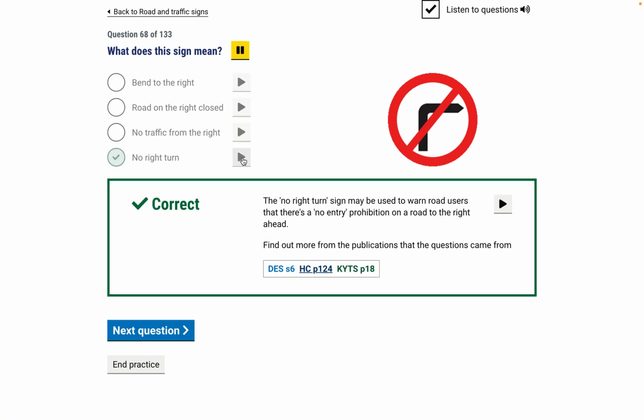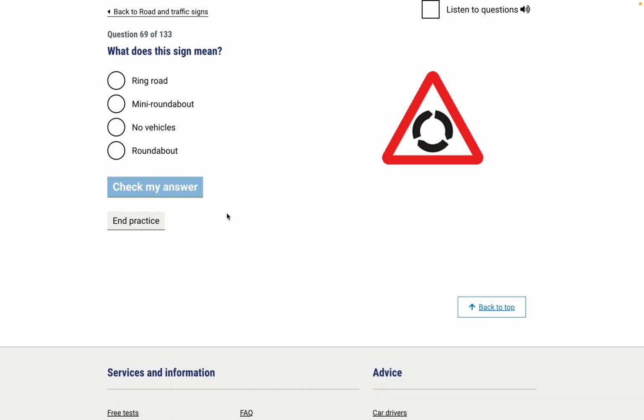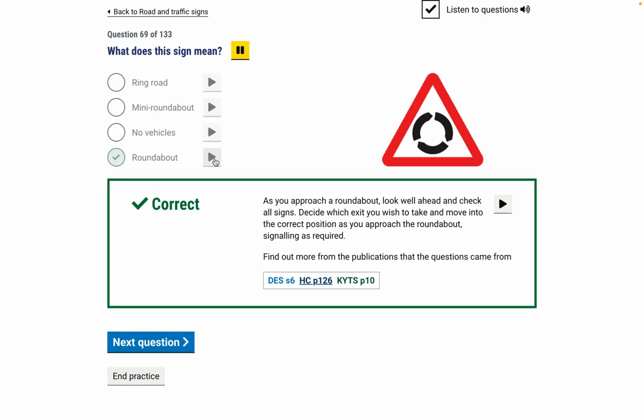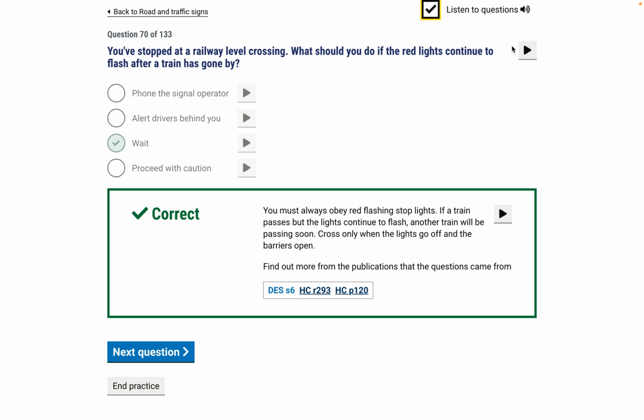What does this sign mean? No right turn. What does this sign mean? Roundabout. You've stopped at a railway level crossing. What should you do if the red lights continue to flash after a train has gone by? Wait.